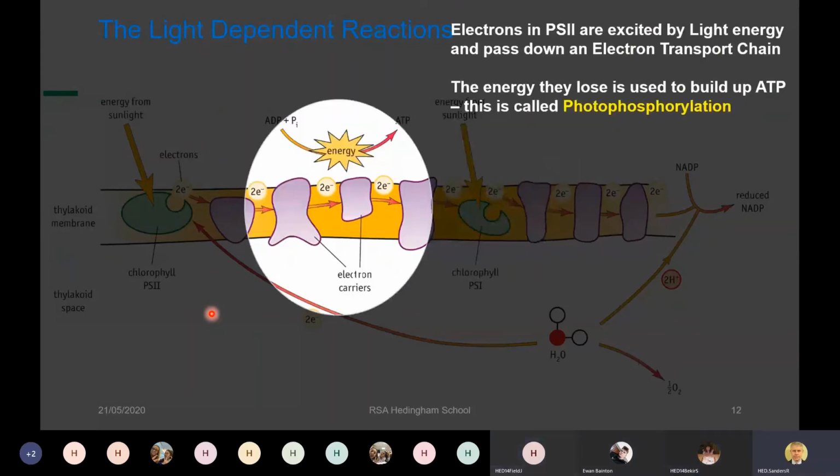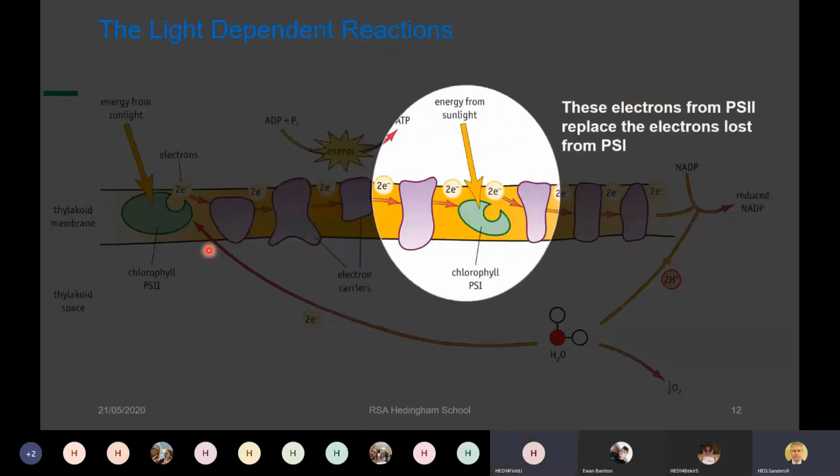So a similar thing. Photosystem 2 absorbs energy. Electrons are excited and pass down an electron transport chain. The energy this time is used to build up ATP. Okay. And finally, the electrons from PS2 replace the electrons lost from PS1.